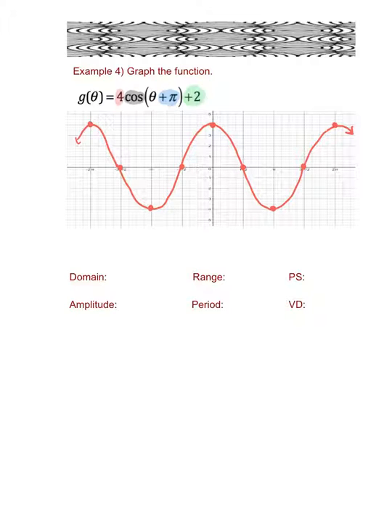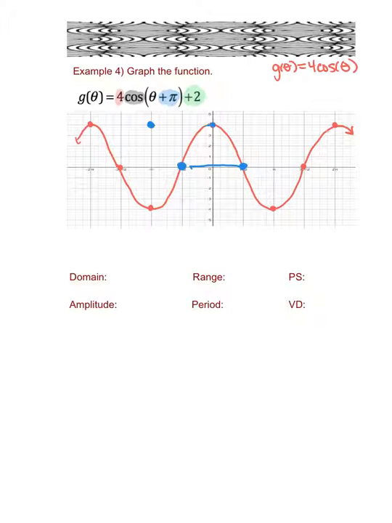Okay, so this right here in the red, that's g of theta equals 4 cosine of theta. So it's the parent function of cosine with that amplitude change. Next, I need to shift to the left pi units. So I like to start here at 0, and I'm going to take this point, and I'm going to shift it to the left pi units. And then I'm going to go ahead and erase that. Next, I'm going to get my next point here, shift it to the left pi units.